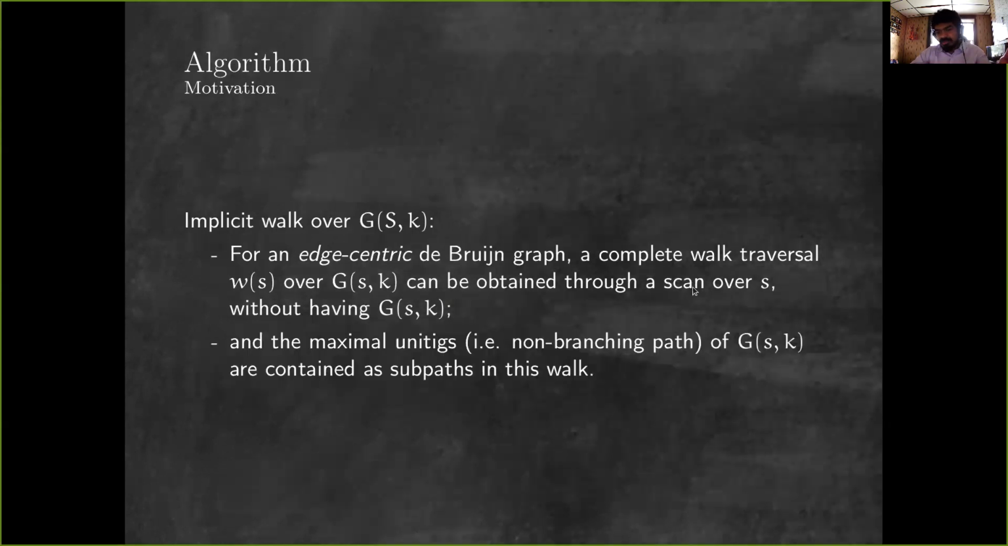And this might also be observed that each non-branching path, also referred to as unitigs, must be present as subpaths in such complete walks. This observation is proven in the paper and provides us with the insight that by making an implicit walk over G, we will encounter each maximal unitig along the way, providing you with all the vertices of the compacted graph.